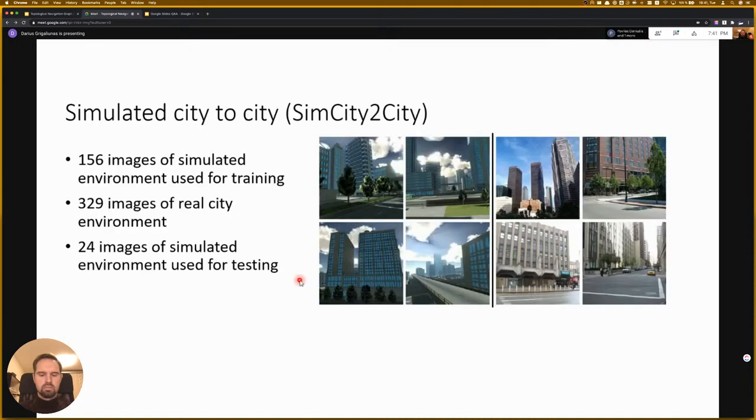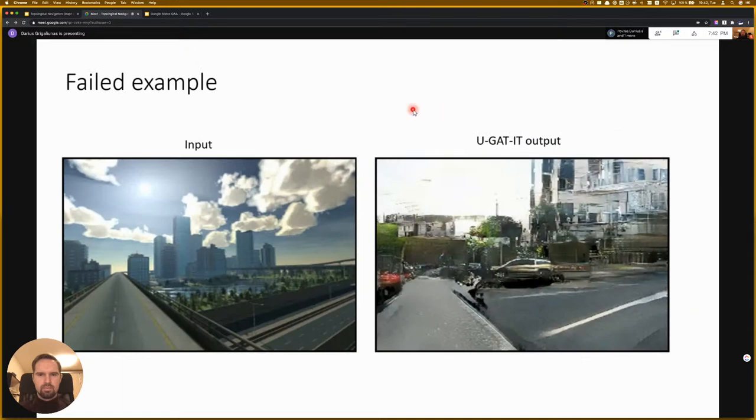So in the first experiment, I chose a city environment, and I tried to change a simulated city image to look more realistic. And I gathered some images. The final amount of images is quite low, and there are a few reasons for this. First of all, my simulated environment was too monotonic, so the buildings were too similar to each other. They all have the same color. And the second big problem I found is that my simulated environment doesn't have cars in it. And in the real world, it's basically impossible to make an image of a street without cars in it. So that had some interesting effects on the training.